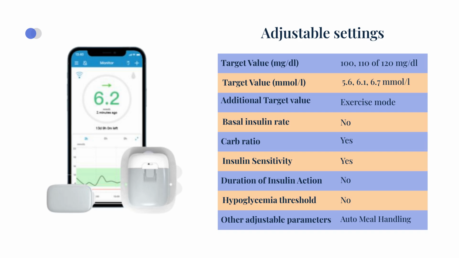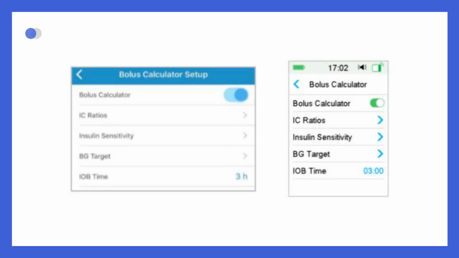Carbohydrate ratio and insulin sensitivity settings can be adjusted within the bolus calculator. However, in auto mode, it is primarily the carbohydrate ratio that influences insulin delivery, while changes to insulin sensitivity have minimal effect. Users can also modify traditional settings like basal rates and blood glucose targets and insulin onboard time within the bolus calculator. However, these settings do not affect insulin delivery in auto mode.